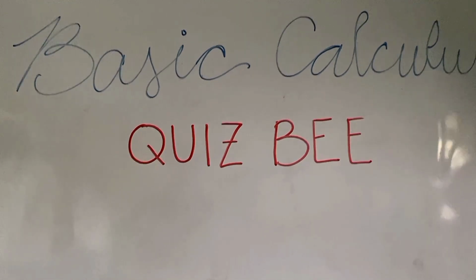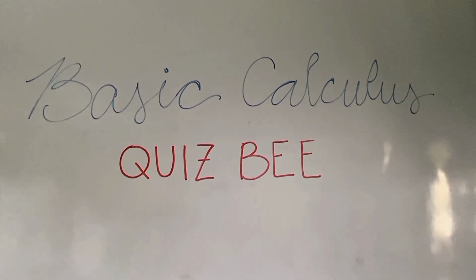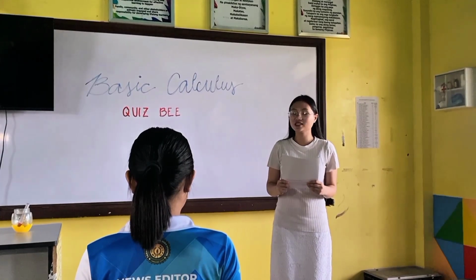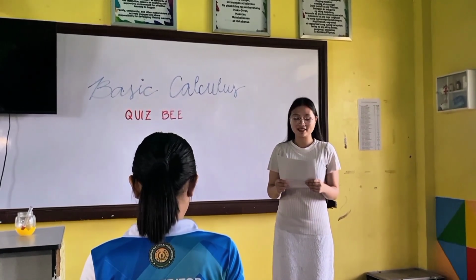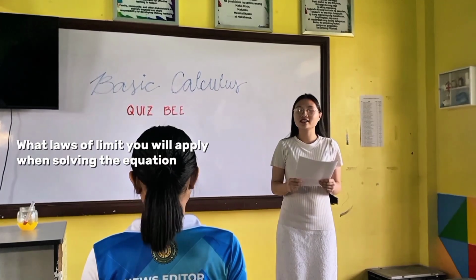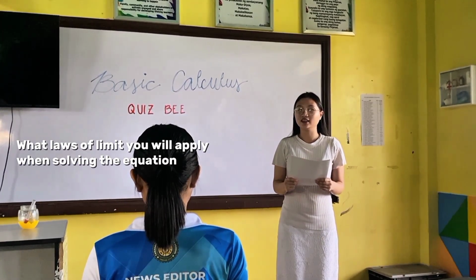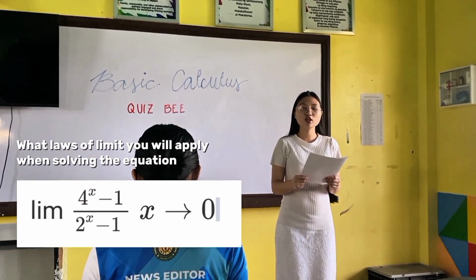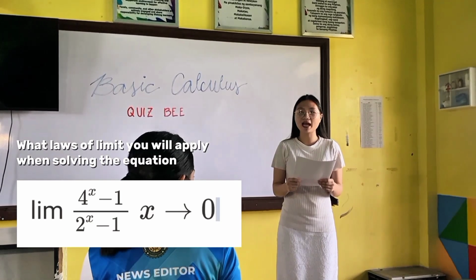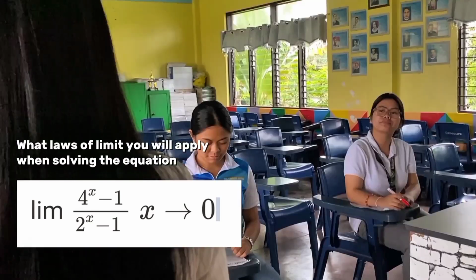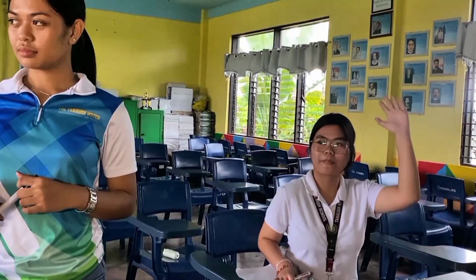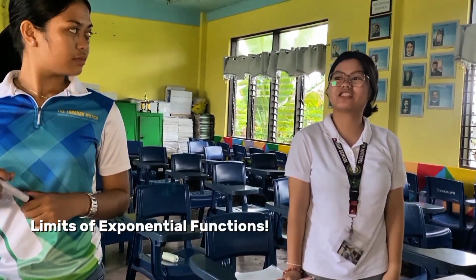Attention, our dear students. For the last question in our basic calculus quiz B 2025 that is equivalent to 10 points. What laws of limit will you apply when solving the limit of 4 raised to x minus 1 over 2 raised to x minus 1 as x approaches 0? Yes. I think the answer is quotient law. No, it's law of exponential.